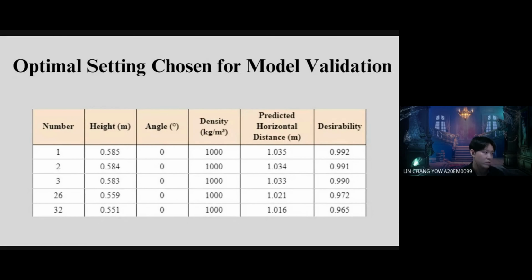So for this part, I will explain the optimal settings chosen for the model validation. So there are 81 solutions generated by Design Expert. For the first three, we will take them directly from the first, second, and third solutions generated by Design Expert, and the last two solutions will be randomly picked from Design Expert. The predicted horizontal distance will be calculated by using the regression model.